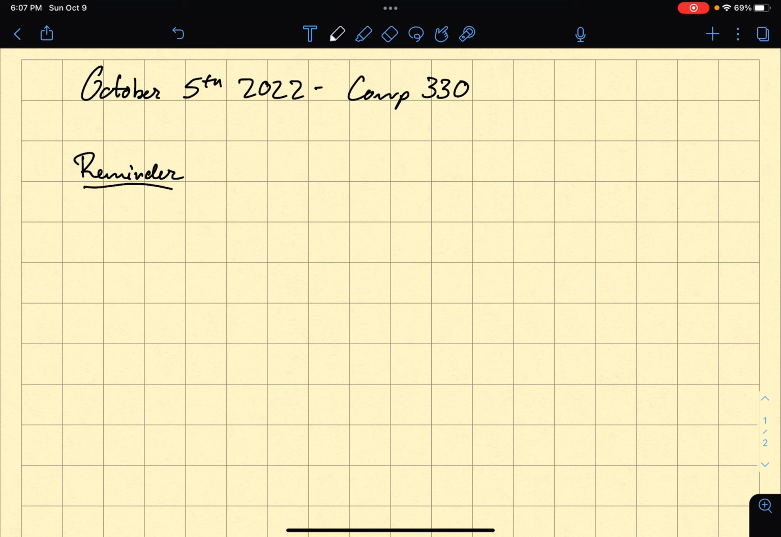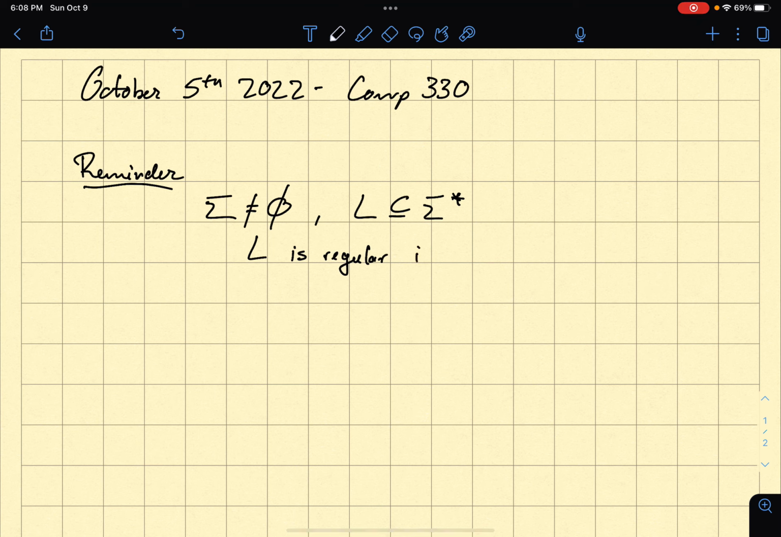So far what we've seen throughout the course is that we've had an alphabet, which has been non-empty, and we've had a language, which is just a subset of sigma star, where sigma star is just the set of all strings over the alphabet sigma. And we've looked at ways of proving that a language L is regular, right? We did that by using a couple of if and only if statements. So the first one was: a language L is regular if and only if there exists a DFA M such that the language accepted by M is L, right?